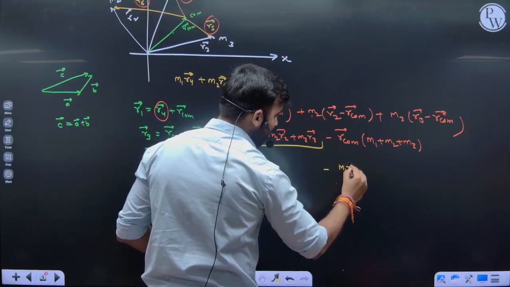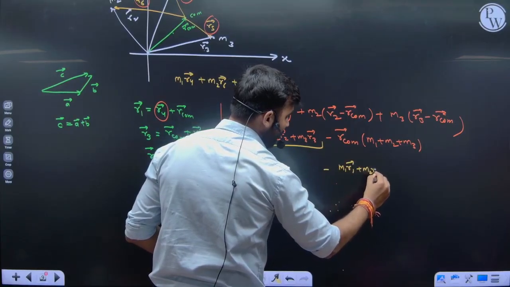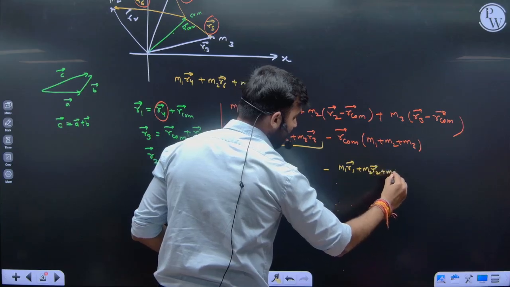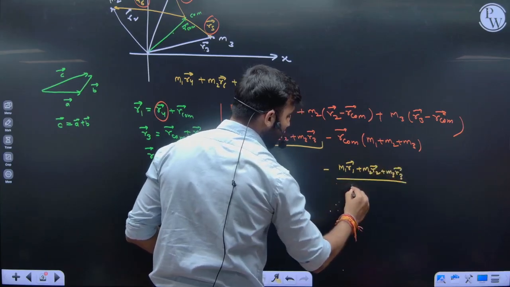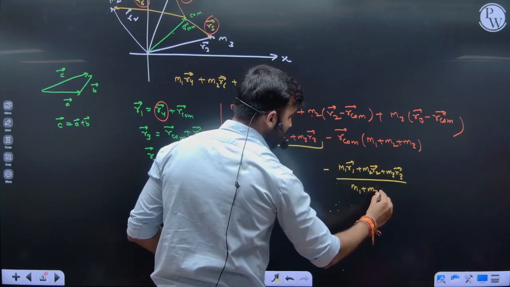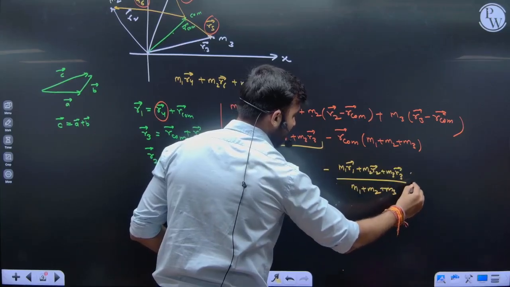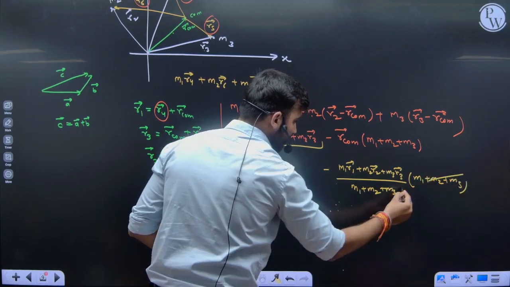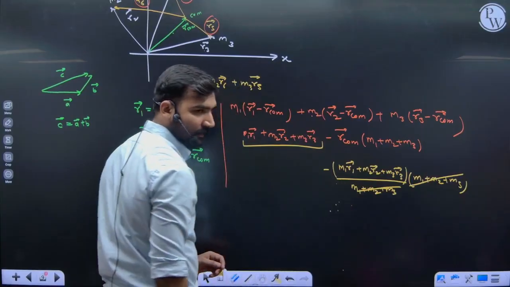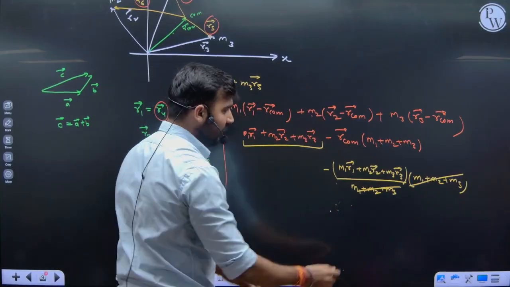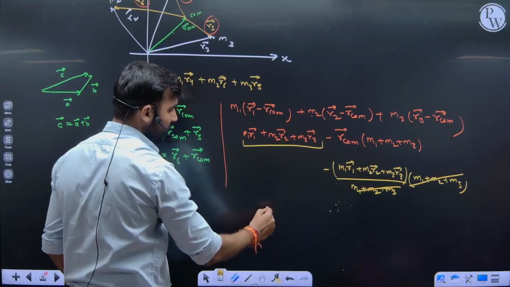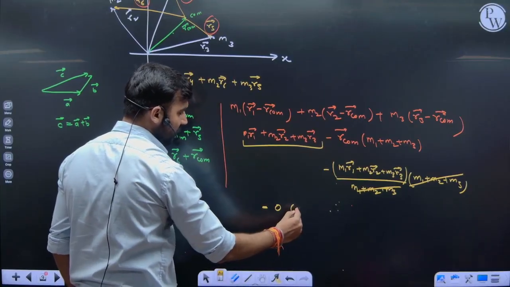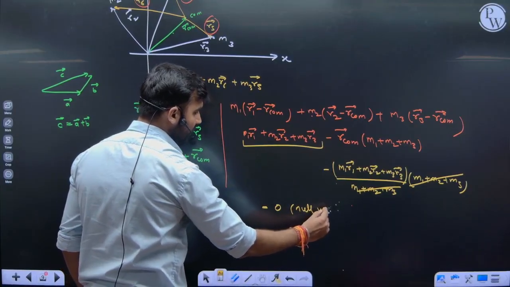Sir, M1 R1 vector plus M2 R2 plus M3 R3 by total mass. Correct or not? Multiply by M1 plus M2 plus M3. So this whole is in minus. Yes or no? This will cancel out. So this and this whole cancel out. So null vector. What is this? The null vector.